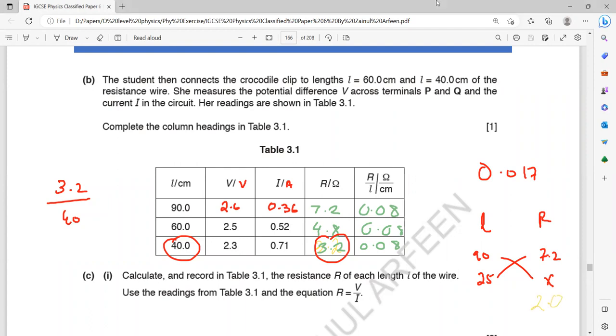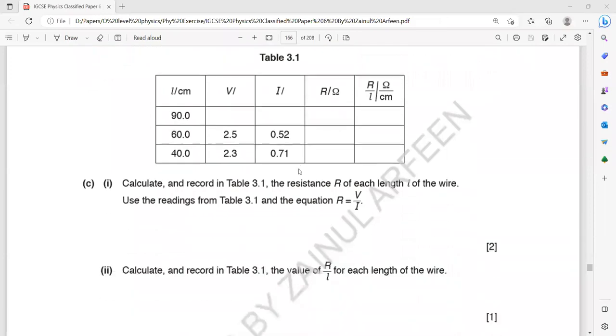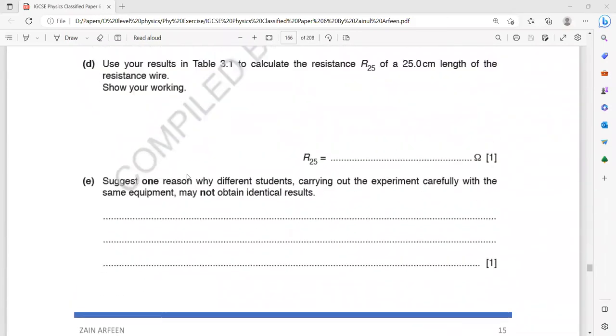Is it clear? And you can use any value. It does not make a difference. For example, I use 90 centimeter. Another student uses a second row. The ratio between length 60 and the resistance 4.8. So 60 is to 4.8. If I have 25, this will be X. Cross multiply. Again, you will get the same answer, 2 ohm. It won't make a difference. 2.0, that's what we'll write. It won't make a difference because we are using a proportionality ratio. That's why it will always give the same answer irrespective of what value we take.